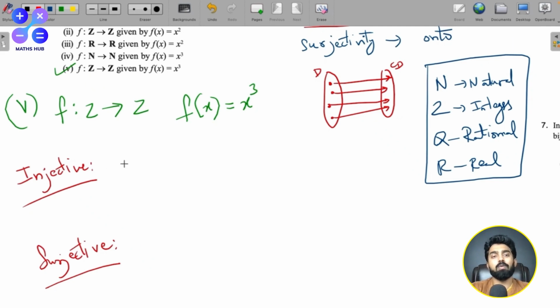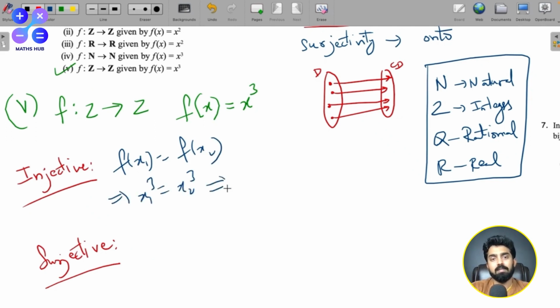So in this case, you know that f of x1 is f of x2. Then you know that x1 cube is x2 cube, which means x1 equals x2. That's always going to be the case for all integers as well. An integer cube is always going to be an integer. So if you have two integers which are equal, and if you cube root them, you'll get only one integer. You're not going to get multiple integers.